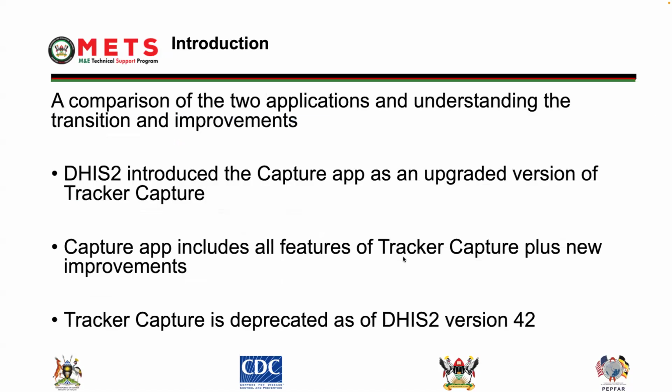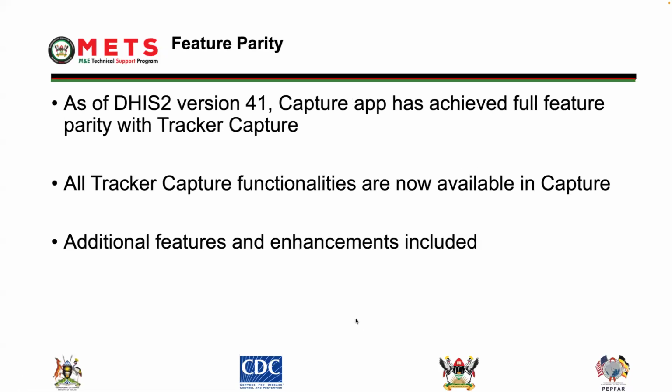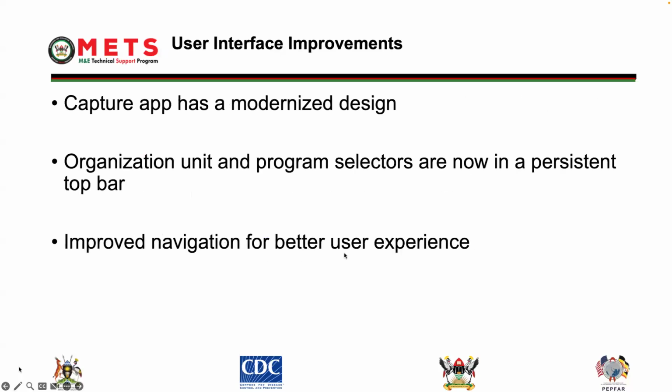Away from this, as you can see, we have the upgrade, and this particular app includes all features of the Tracker Capture plus the new improvements. So Tracker Capture is deprecated, and DHIS2 starting with version 4.2 will not have the Tracker Capture application within it. Version 4.1 still has it, but they have managed to transfer all the features from Tracker Capture into Capture plus even more features. So all the functionalities are now available in the Capture app if you get time to actually navigate it. Additional features and enhancements have also been introduced, as we shall see.